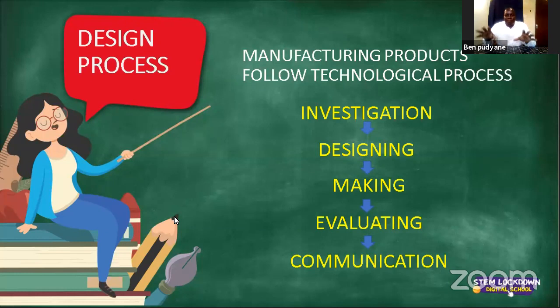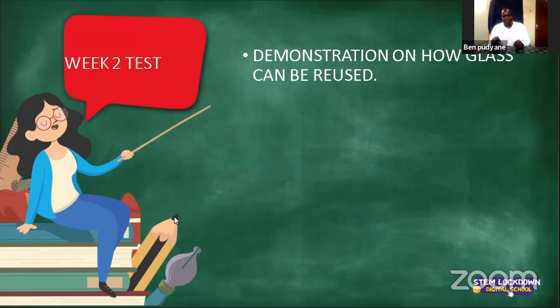After coming up with the best product, then you communicate, meaning advertisement, putting it on a poster to show people the product that you have made. That is the design process used in industry. The first one is investigation. Number 2, design. Number 3, making. Number 4, evaluating. Number 5 is communicating. Those are the design process stages that we use in science and technology. So now, let me show you, because glass can be reused.